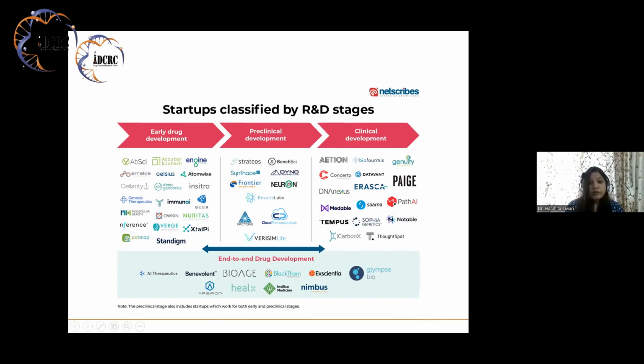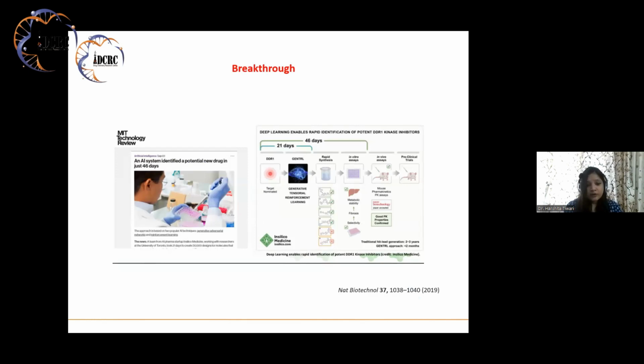Now, some of the breakthroughs in the field of AI based drug discovery. There is a company known as In Silico Medicine. They have used their generative AI, where generative means they are using reinforcement learning for the generation of molecules. In 46 days they generated a compound with the help of these AI techniques, and they checked the compound in in vivo models as well, and the compound was active against cancer.